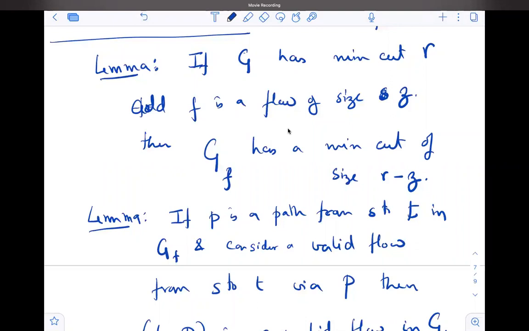So why is this statement true? Why is which statement true? The first statement. Yes, sir. Why is this statement true?